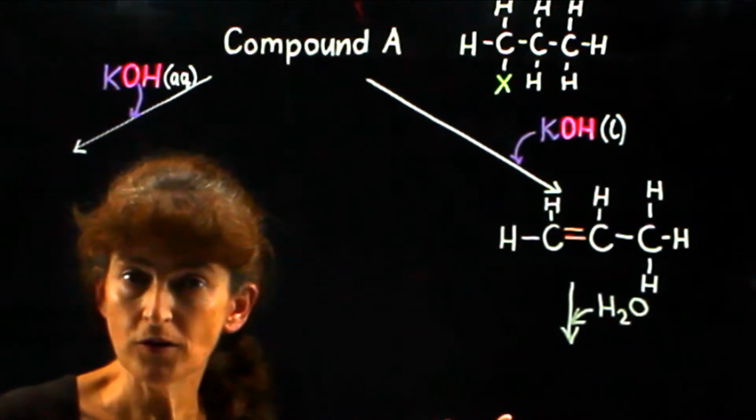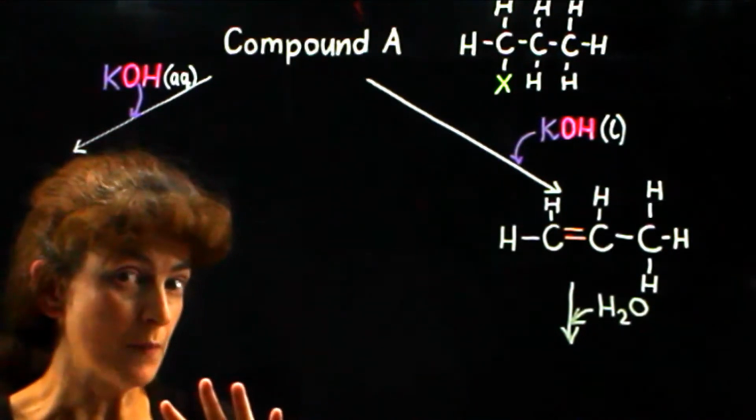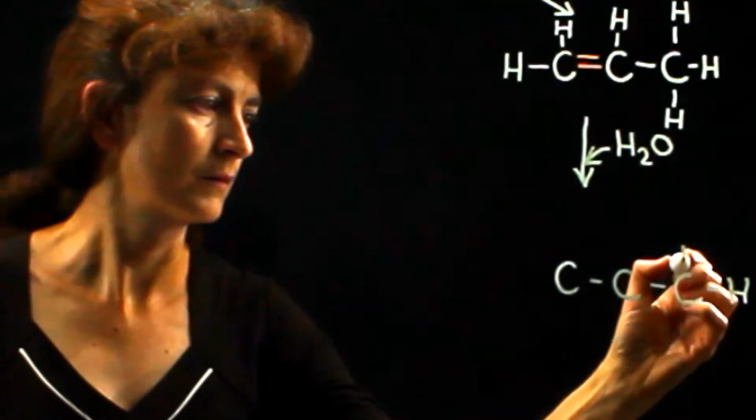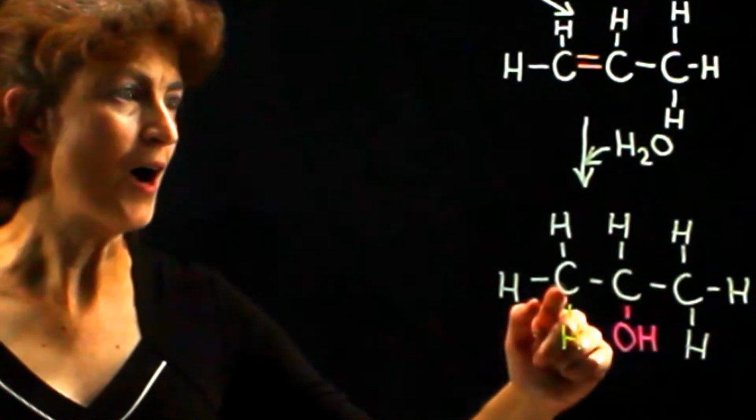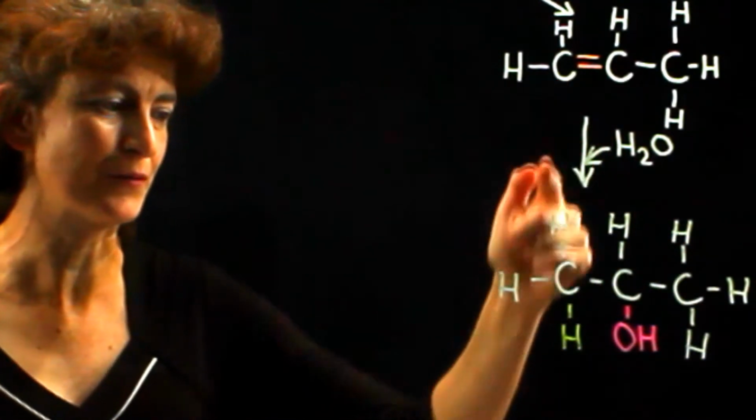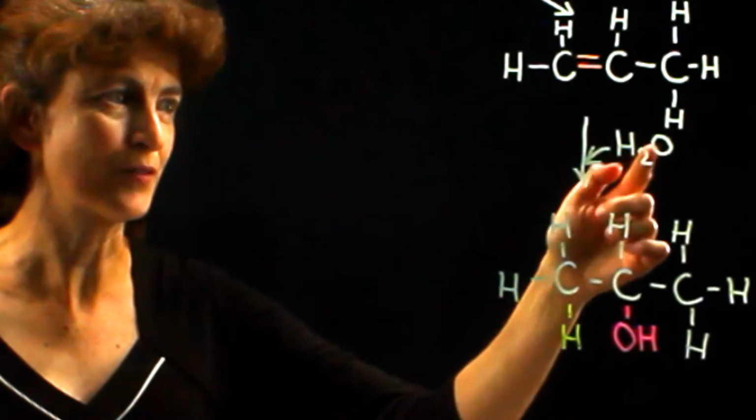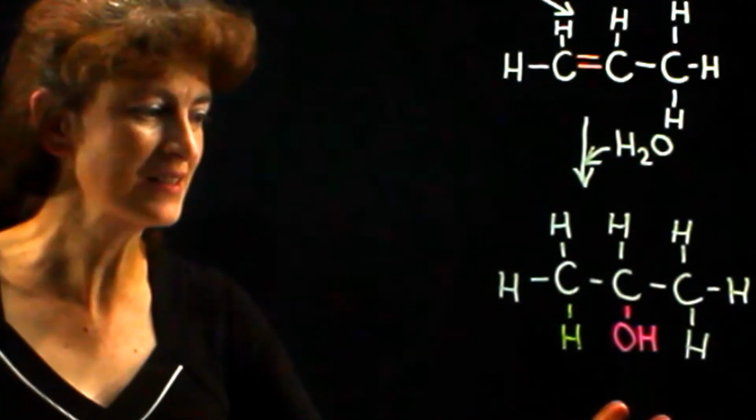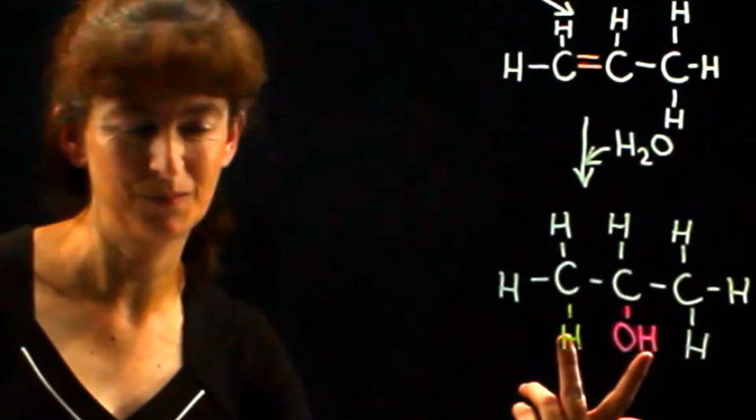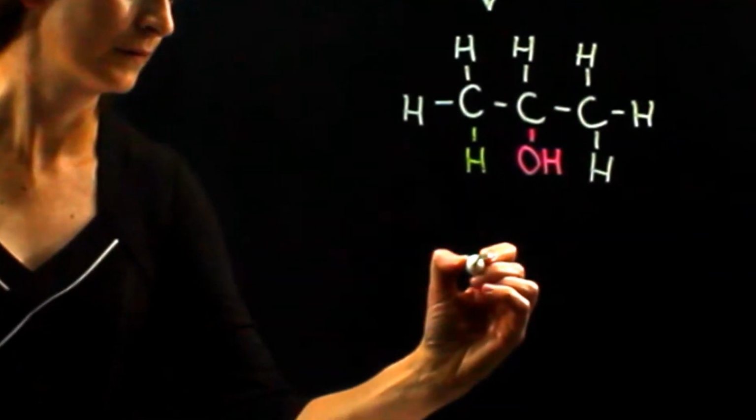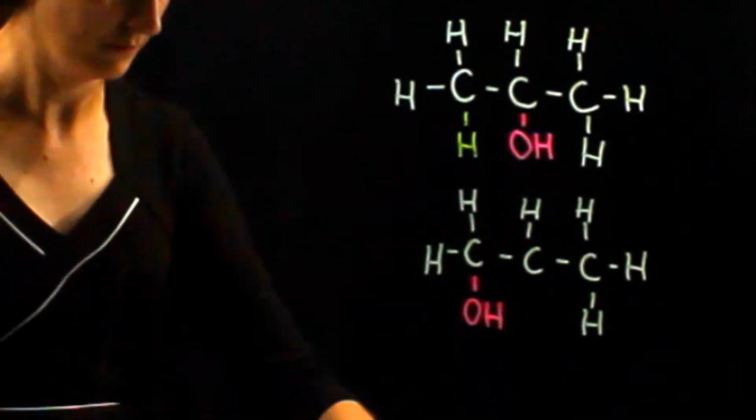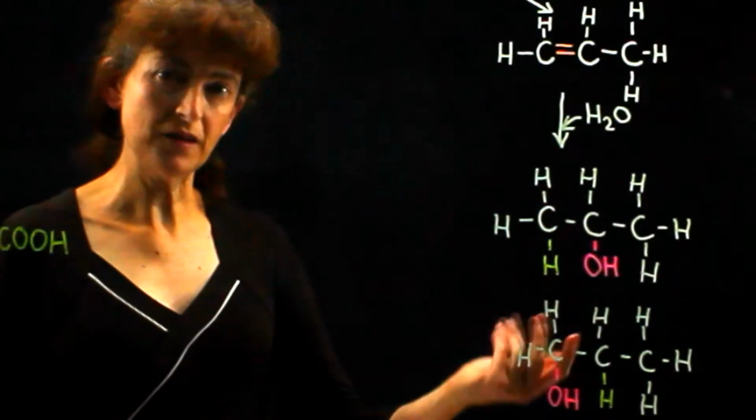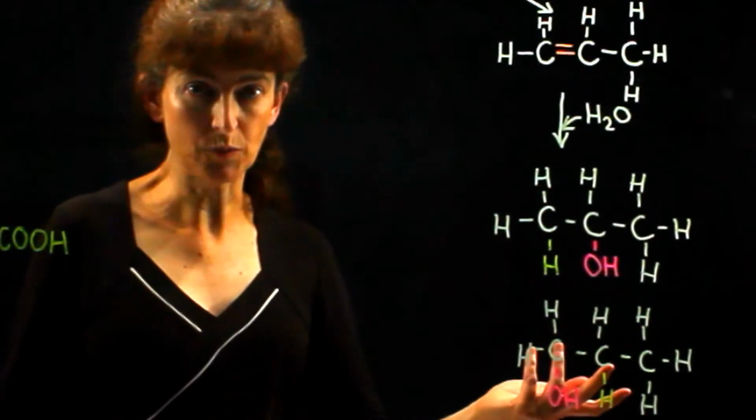So let's draw both of them, and then we figure out which will be the minor, which will be the major. So notice how the hydrogen has come in over there, and the hydroxide from the water has gone in there. Now let's make the other product, which has exactly the same, except those are switched around. Now, how do we decide which of these is the minor and which is the major product?